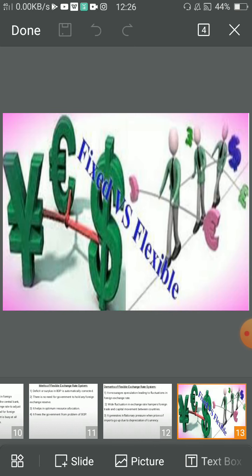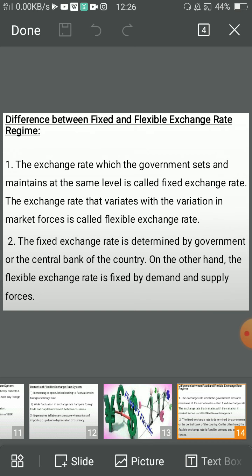Fixed versus flexible exchange rate regime. Difference between fixed and flexible exchange rate regime. First point, the exchange rate which the government sets and maintains at the same level is called fixed exchange rate. The exchange rate that varies with the variation in market forces is called flexible exchange rate.